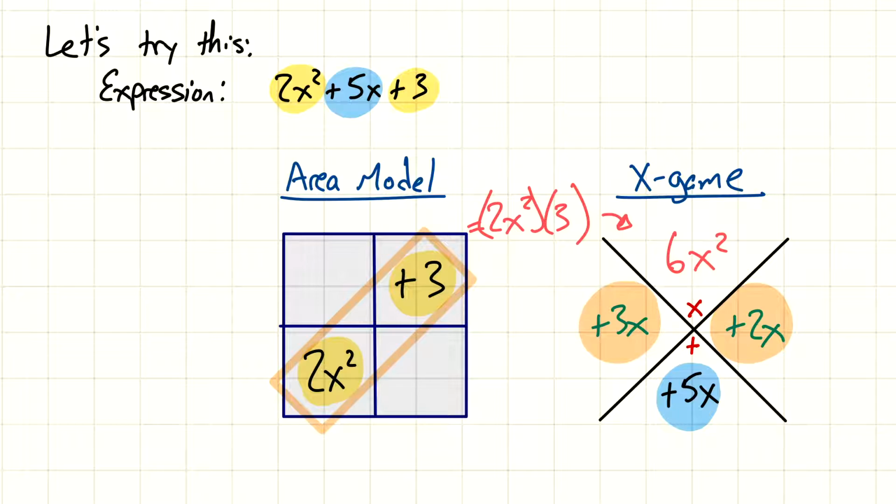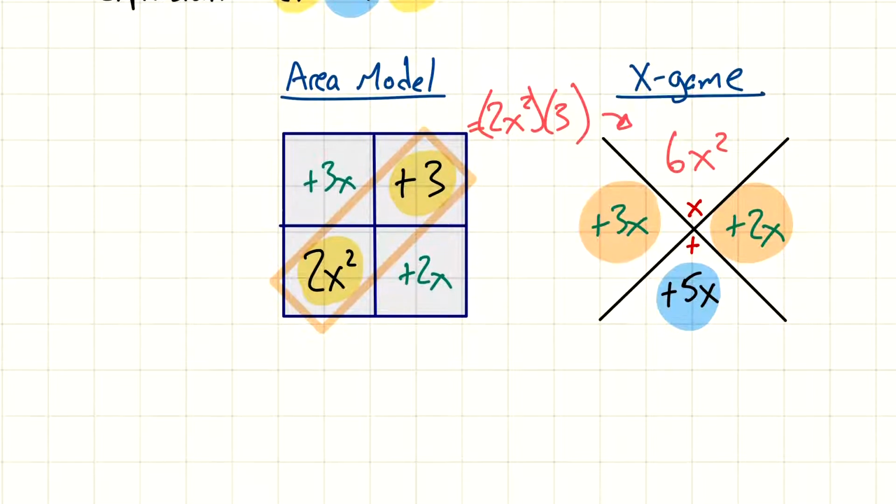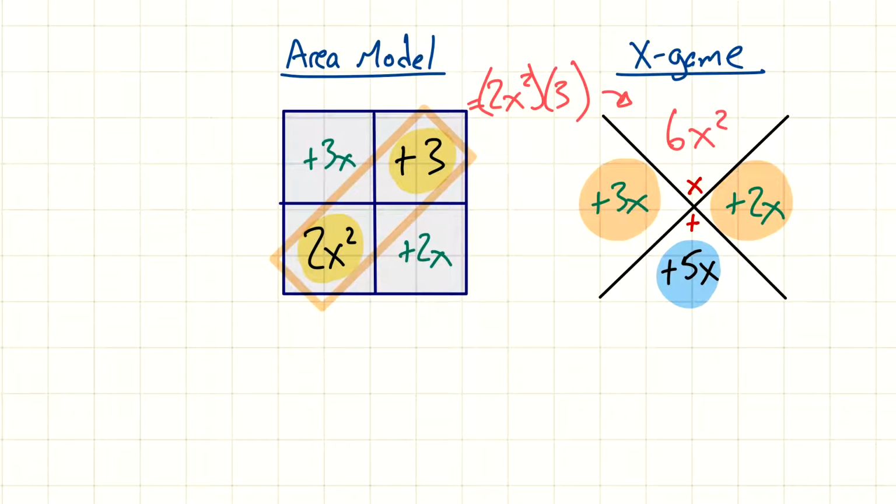So in this case, our next step would be to just copy. I'm going to put plus 3x and plus 2x. Once you have those answers on the x game, now we've completed the area model. Now all we have to do is find the outside terms. So this would be an x, and this would be a 2x, and this would be a 1, and this would be a plus 3.